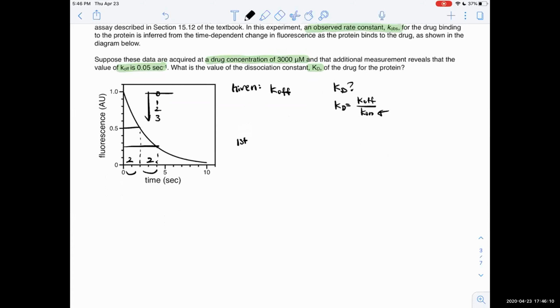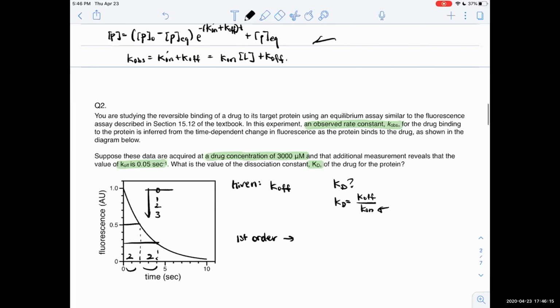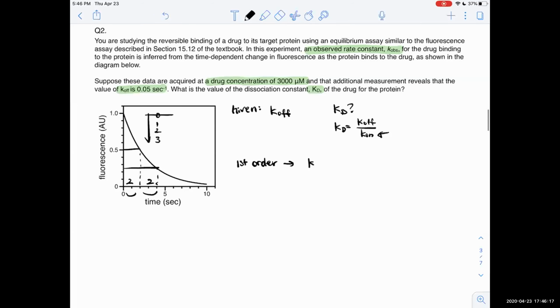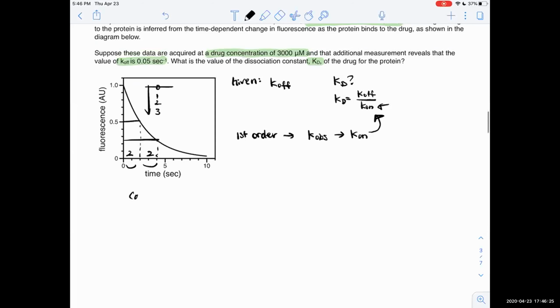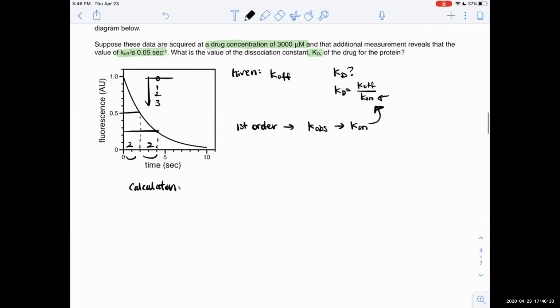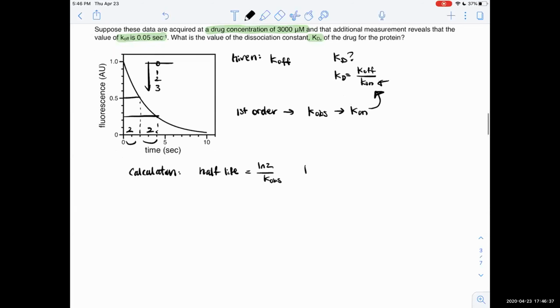So since we know it is a first order reaction, now we can use the formula that I got above here. What I can do first is find the K observed and then use the K observed to calculate the K on, and therefore finally get the answer for KD. So let's do the calculation here. For the first order, we know the half-life is basically ln2 over K observed. And we know the K observed here is going to be ln2 over 2 seconds. And then we get the answer here in units of second to the -1.